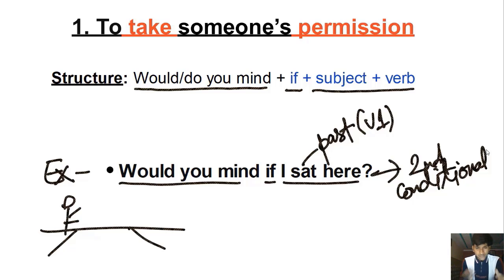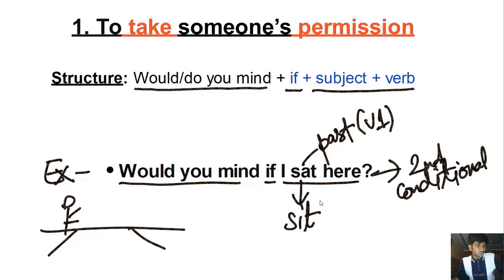Now, you can make it more real by changing the verb. You can say, would you mind if I sit here? This is more real. But a lot of grammarians, a lot of teachers call it incorrect, because in a second conditional sentence, the verb has to be in the past form. Would you mind if I sat here? Would you mind if I went out?